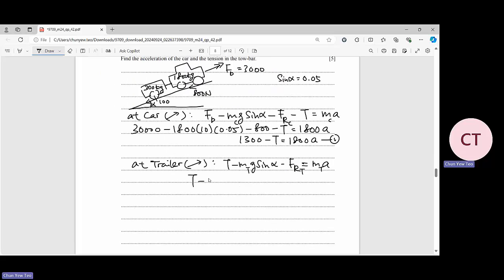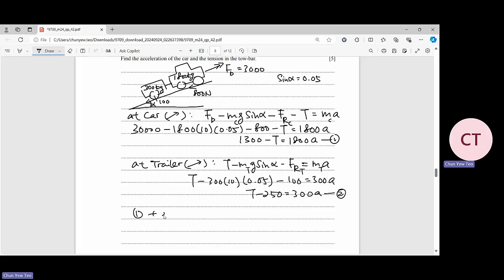The mass of the trailer is 300 times 10 times 0.05, minus the frictional force of the trailer, which is 100, equals 300a. Just by using the calculator, if you simplify it, you get T minus 250 equals 300a. That will be your second equation.